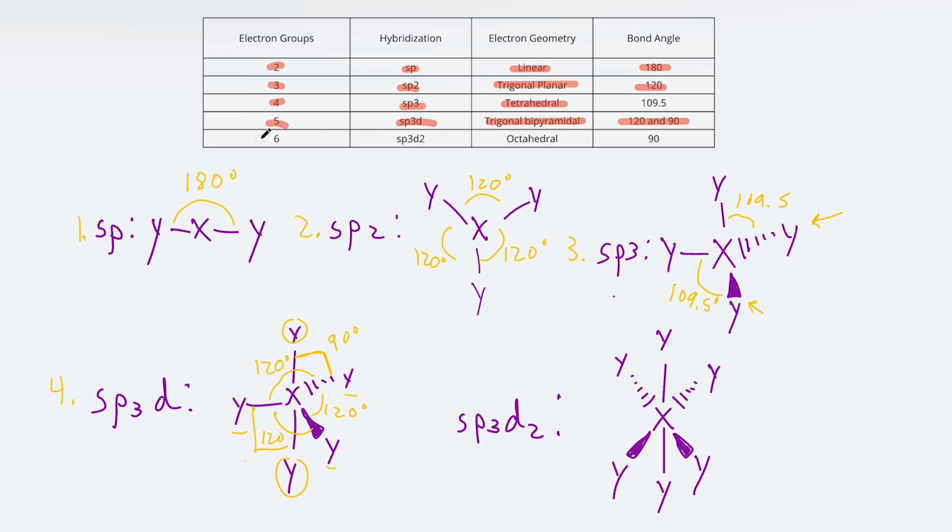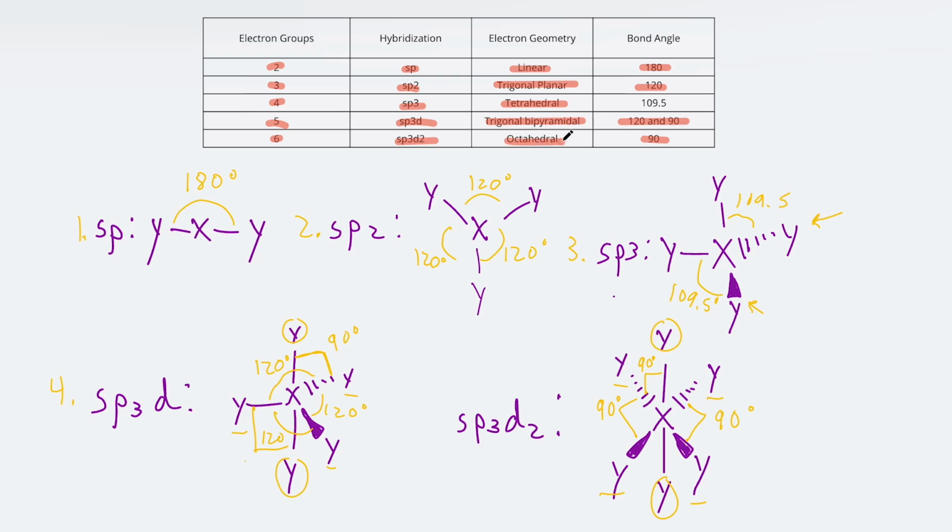Our last one is with 6 electron groups. So now we take 2 d orbitals from the d subshell, so it's sp3d2. The angle between all of these would be 90 degrees. If we try to imagine this as a 3D shape, the angles between any one of those would be 90 degrees. So with underlined y's again and circled y's, the angle between 2 adjacent underlined y's would be 90 degrees. And also the angle between a circled y and one of the underlined y's would also be 90 degrees. And this gives you an 8-sided shape, which is called octahedral.